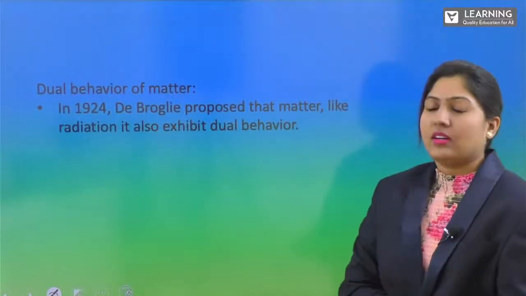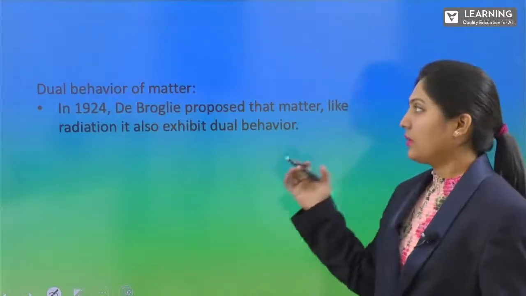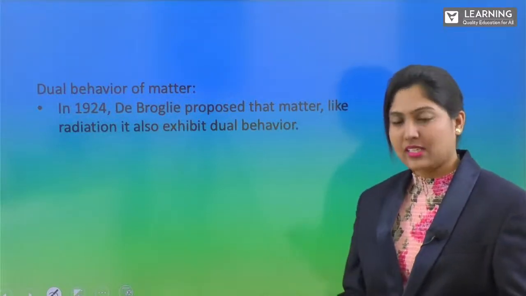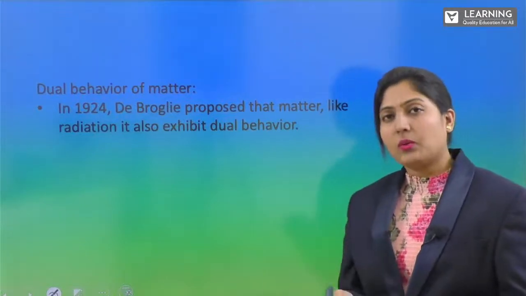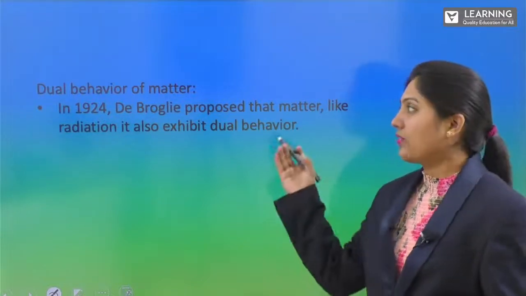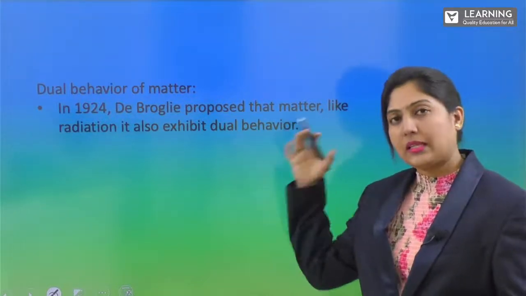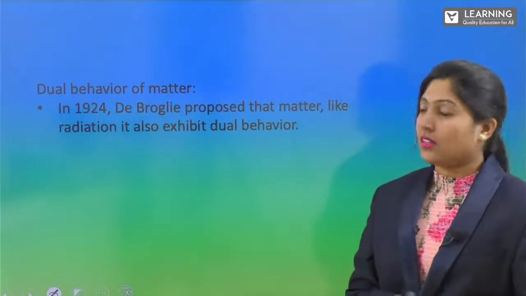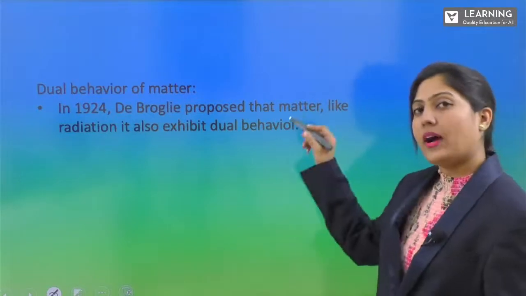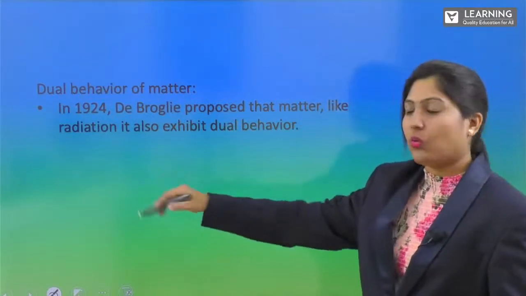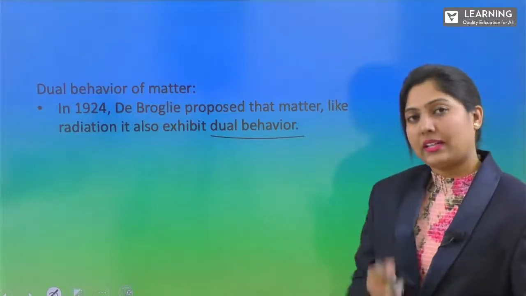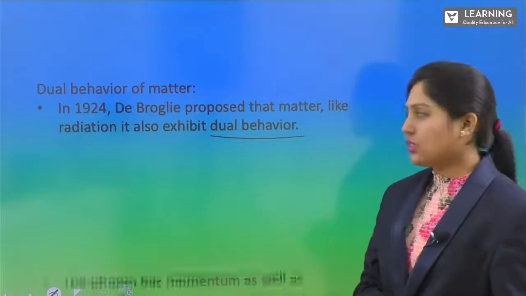Next we have the dual behavior of matter. Here we have de Broglie, the next scientist, who explains that not only electrons and radiations have dual behavior, but even matter, complete matter, has this dual behavior. In 1924, de Broglie proposed that matter also has radiation nature, where it exhibits dual behavior. It has particle nature as well as radiation nature.